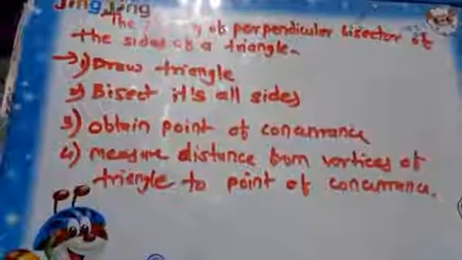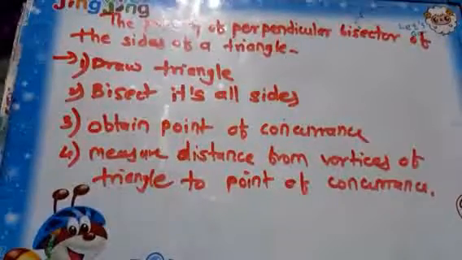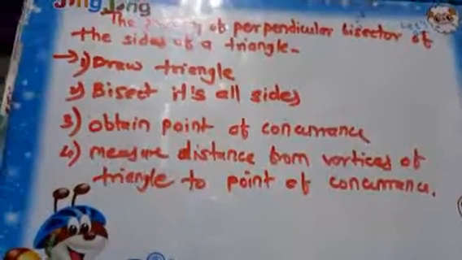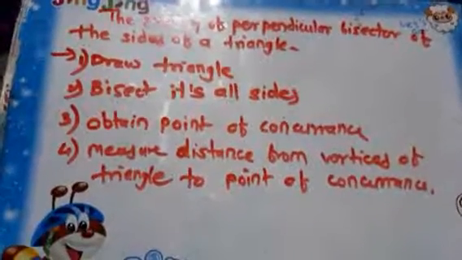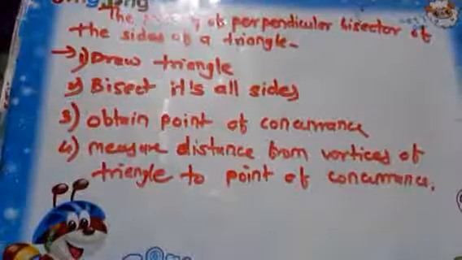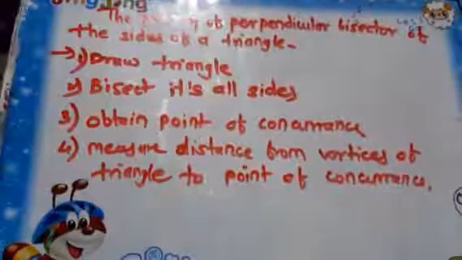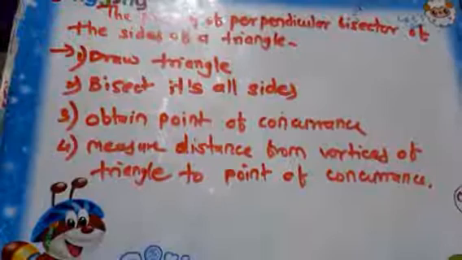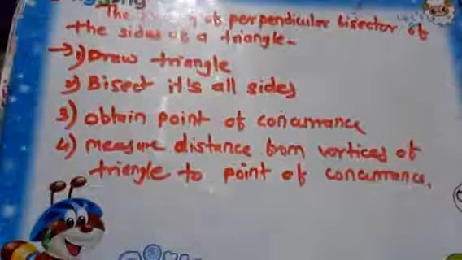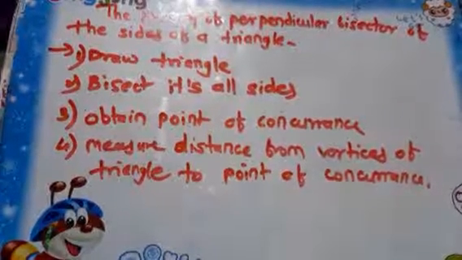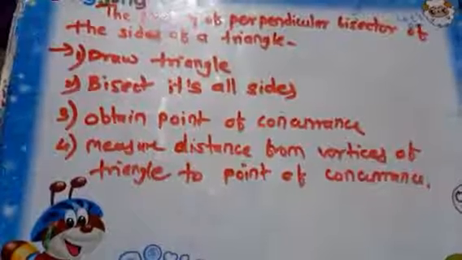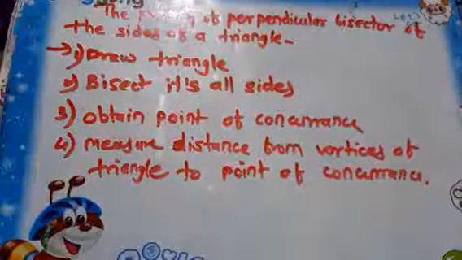Last session we started our first chapter, geometrical construction. In that first point we learnt angle bisectors of a triangle. Today we are going to learn the property of perpendicular bisectors of the sides of a triangle. For that, the steps needed are mentioned here.